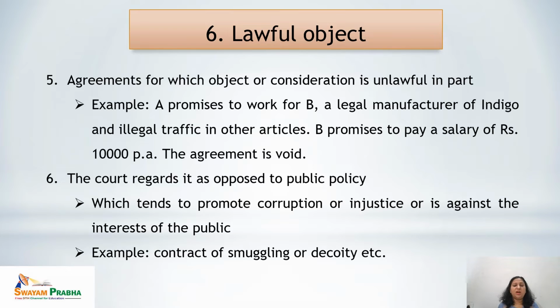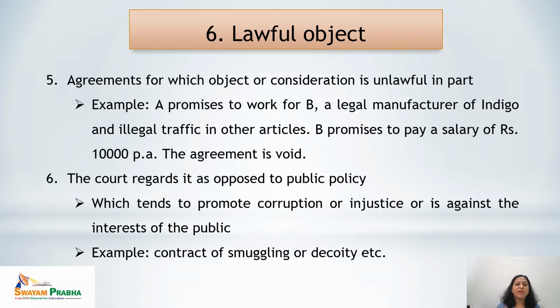The last point under this is the court regards it as opposed to public policy. If the court has regarded a few activities as opposed to public policy, in that case this contract is not enforceable. So what are the acts which are opposed to public policy? Which tend to promote corruption or injustice or are against the interest of the public. For example, contract of smuggling, etc. So the activities which are defined as opposed to public policy by the court, they are unenforceable.